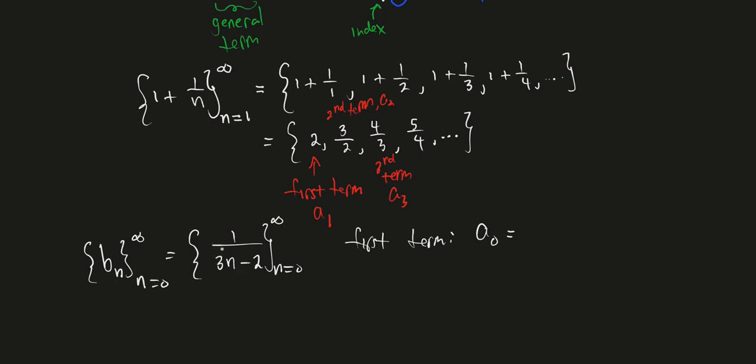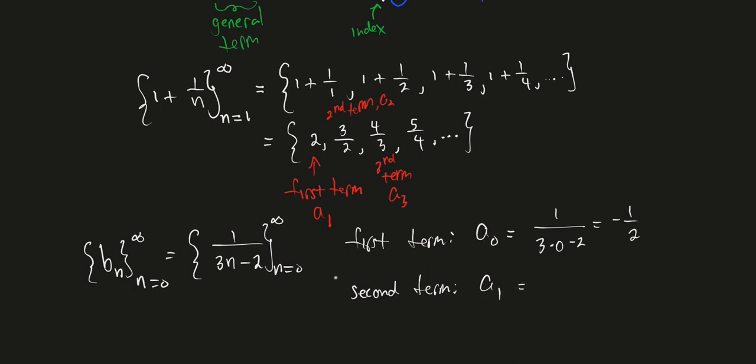So actually getting the values of the sequence in an explicit sequence like this is fairly simple. You're simply plugging in whatever number corresponds to that particular term. So the first term here would be a sub 0, and that would be 1 over 3 times 0 minus 2, so that's negative 1/2. The second term in this sequence would be a sub 1, right?